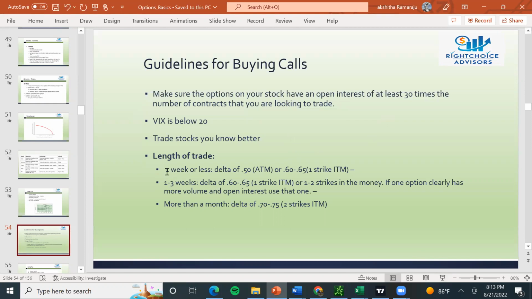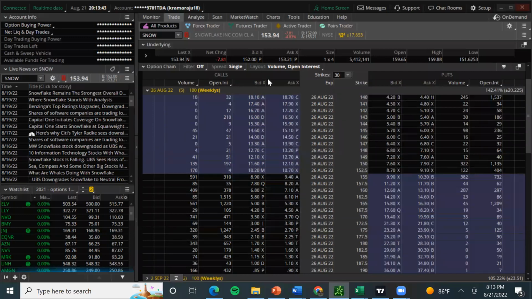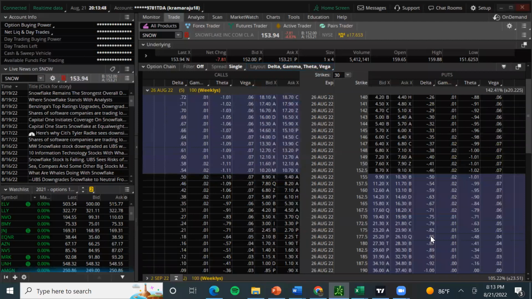Generally, if the call you are buying is 1 week or less, it is better to go with a delta of 50 or so. Again, it depends on each person. It is better you buy something here, because that is where you make a lot of money. If I am bullish about Snow and I buy something like 152.5 or 150 or 140, in the money calls, I have a higher percentage of success.